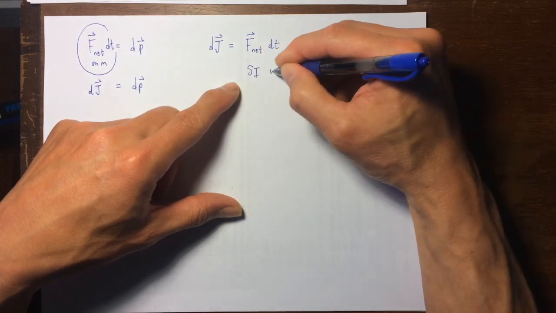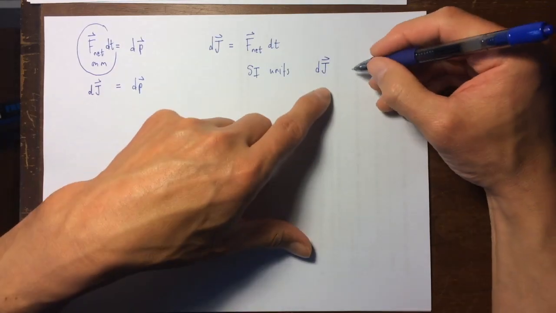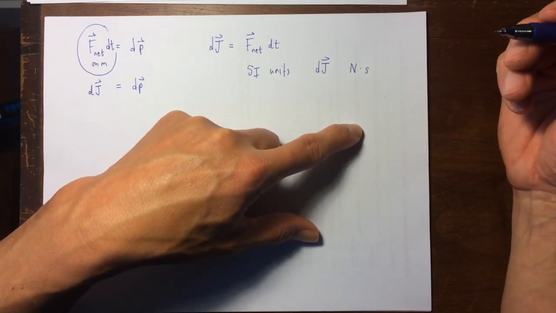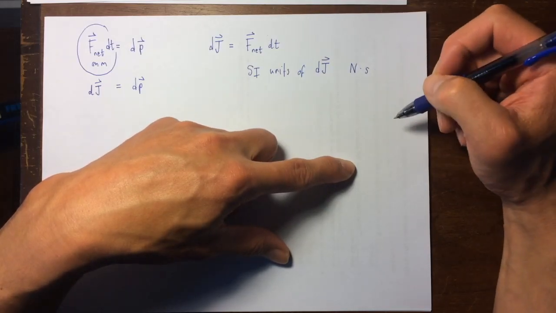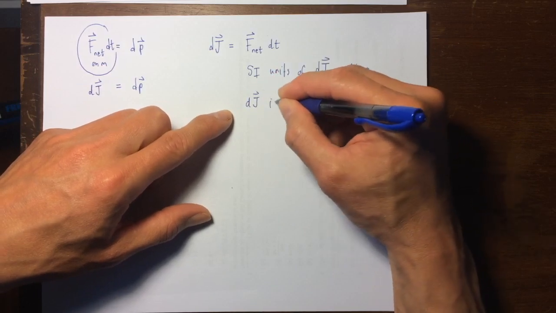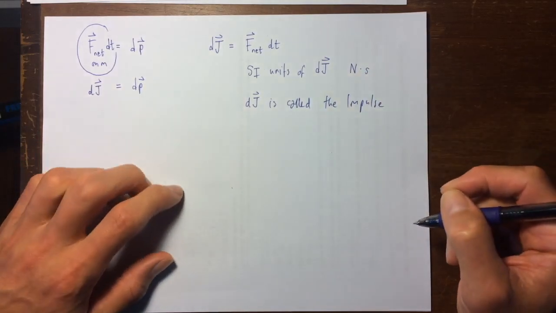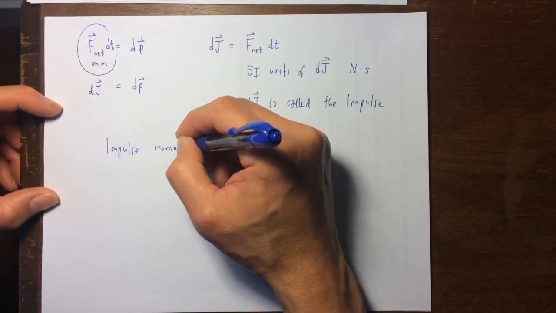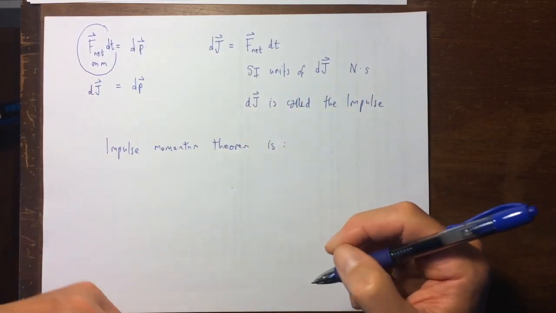In SI units, this thing called J is newton-seconds. So it's force and time multiplied by each other. So the SI units of this thing called dJ is force times time. And this thing is called the impulse. And the impulse momentum theorem is written this way.